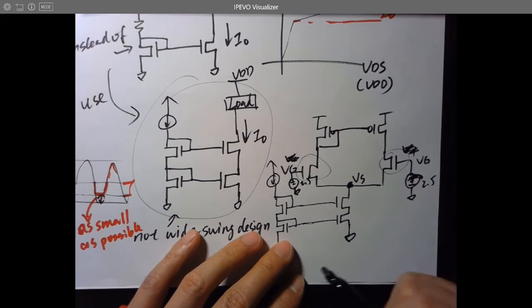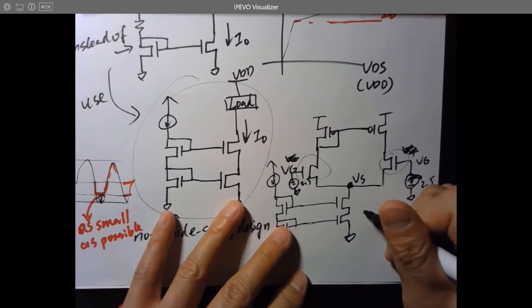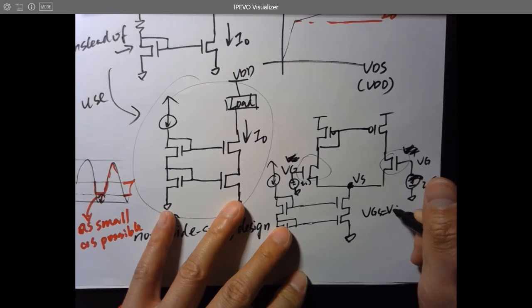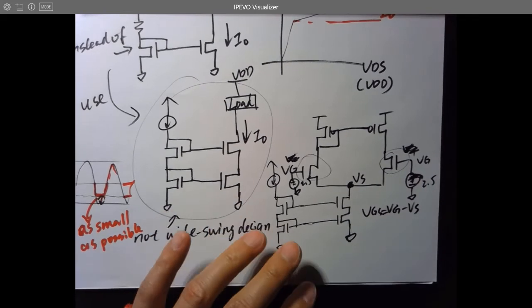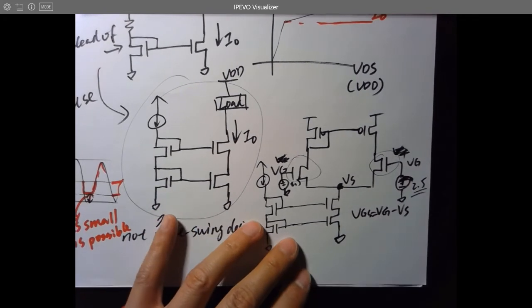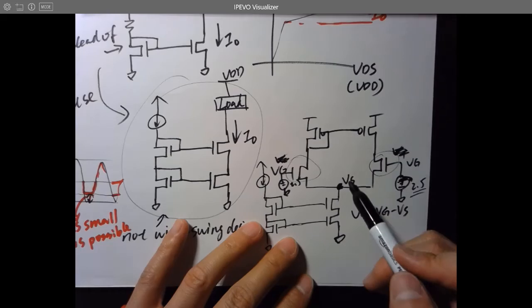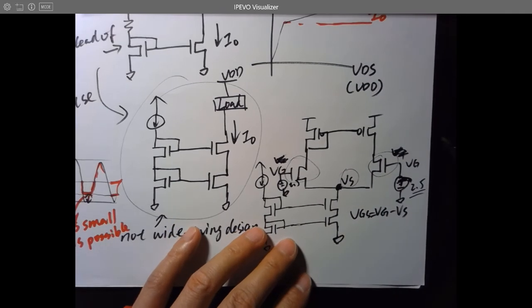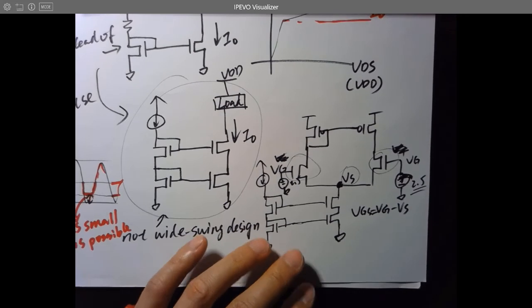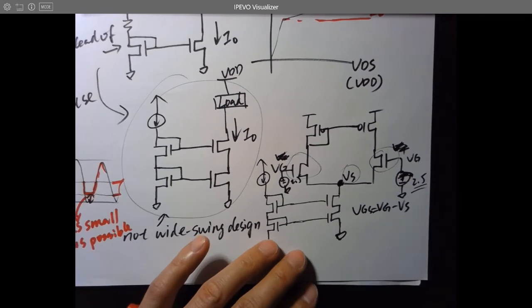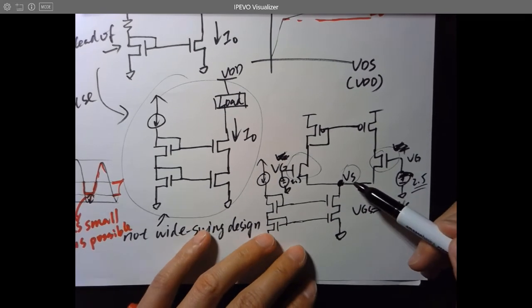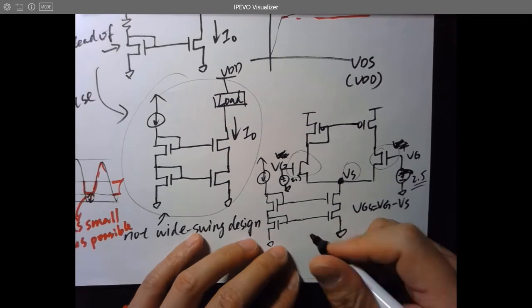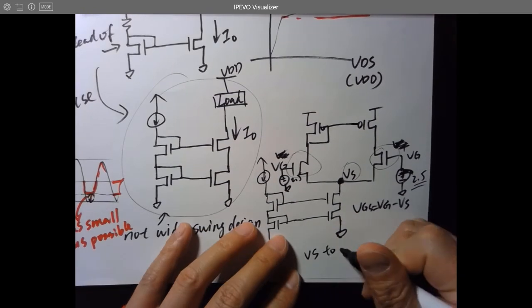If you want to get VGS, you have to use VG minus VS. The problem is you only have 2.5 volts to turn on this NMOS. If you have VS equal to 2.5 volts, can you turn on your NMOS? Of course not. You'll never be able to turn on the NMOS. So it won't be that extreme. It won't be 2.5 volts, but you don't want this VS to be large, right? So you hope VS to be small.